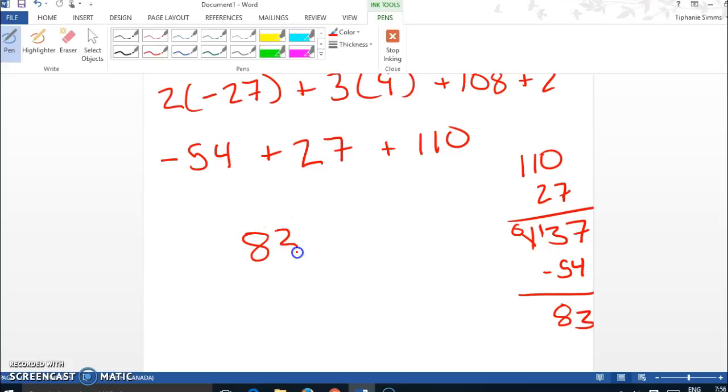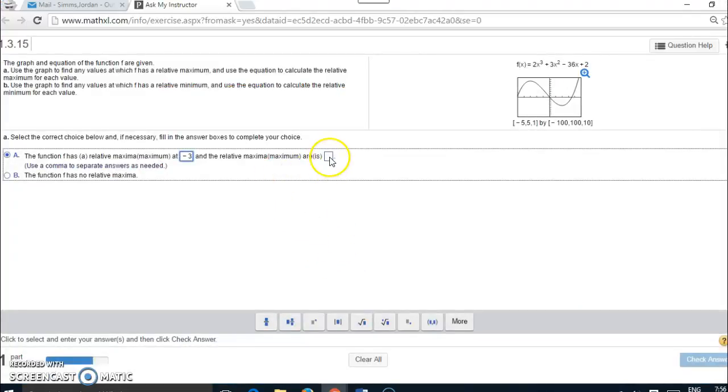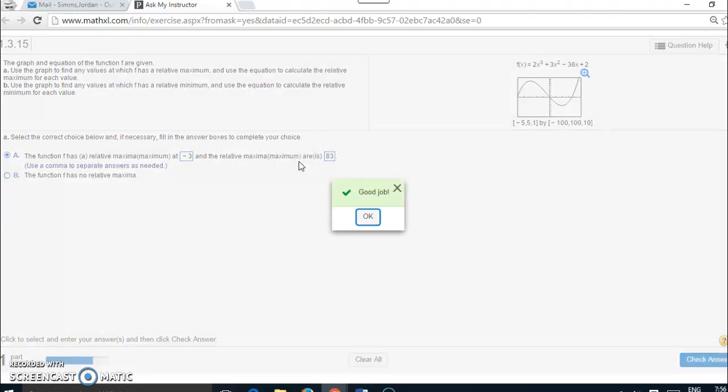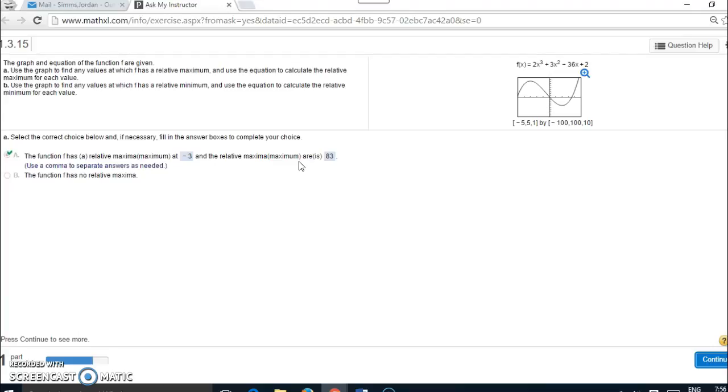All right, so all we did is essentially sub in that x, and now we find that our max is at 83. Pardon me. Now we completed that.